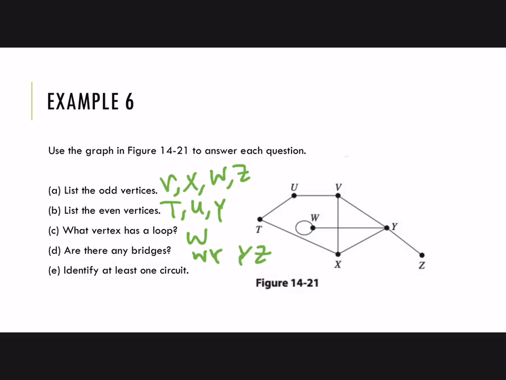All right, identify at least one circuit. Many answers here. What we need is a path that begins and ends at the same vertex. So we can't use any edges more than once. That's the definition of paths. But we can repeat vertices. Okay, so up to you, but I'll do this one here. Okay, so we started at X, and then Y, and then V, and then back to X. That's a circuit.